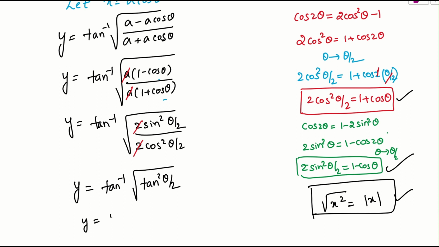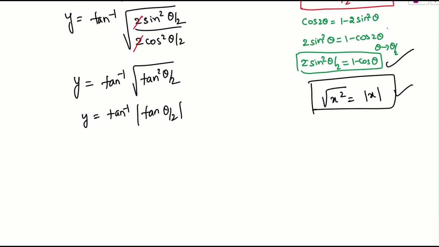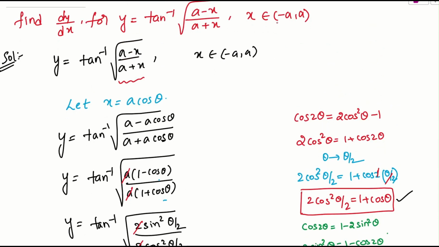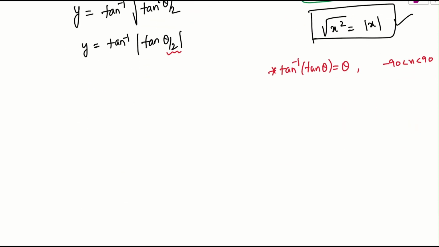So this is simply y equals tan inverse of mod of tan theta by 2. For solving this further, you have to remember the formula. We know that tan inverse of tan theta will be theta when theta lies between minus 90 and positive 90. But we need to check about theta by 2. For checking about theta by 2, first of all, let us take x. What is the domain for x? X is from minus a to a. So we have x lies between minus a and a.